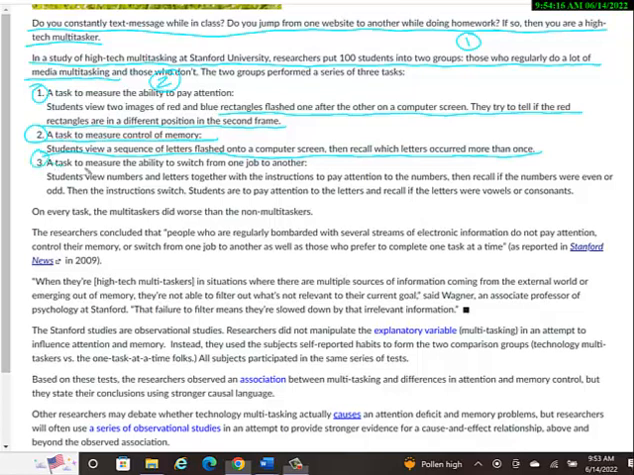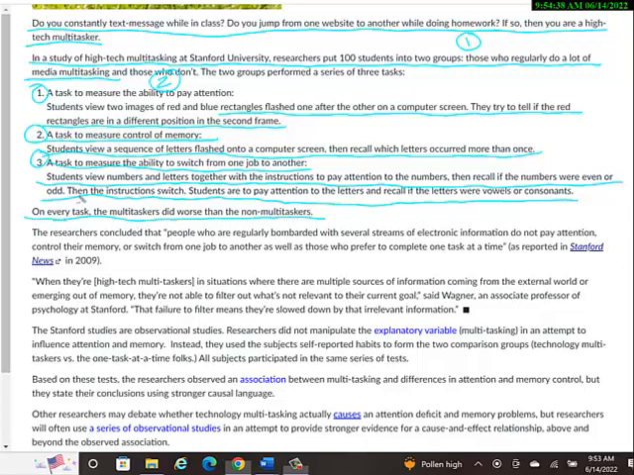The third was a task to measure the ability to switch from one job to another. Students viewed numbers and letters together with the instructions to pay attention to the numbers, then recalled if the numbers were even or odd. Then the instructions switch. Students are to pay attention to the letters and recall if the letters were vowels or consonants. So on every task, the multitaskers did worse than the non-multitaskers. Interesting. The researchers concluded that people who are regularly bombarded with several streams of electronic information do not pay attention, control their memory, or switch from one job to another, as well as those who prefer to complete one task at a time.